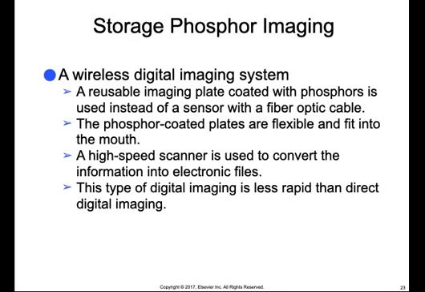This type of digital imaging is less rapid than direct imaging because we have to process all of the images, much like processing film, except when we process film, we place it into tanks of different chemicals. When we process phosphor imaging, we're basically just inserting these phosphor plates into something that looks like a scanner.